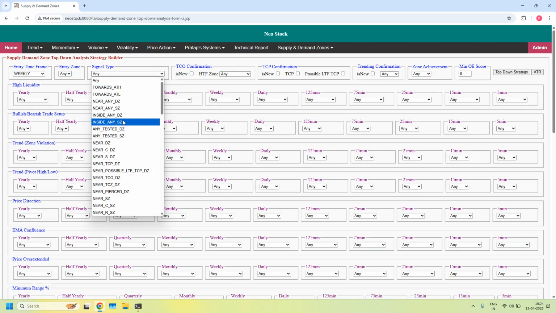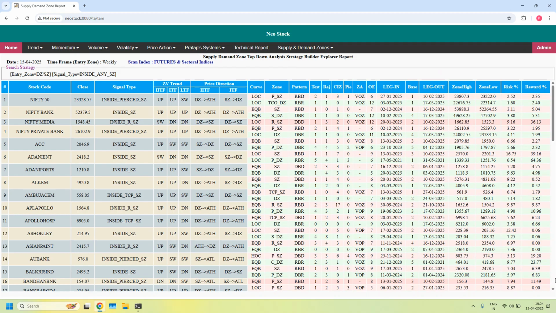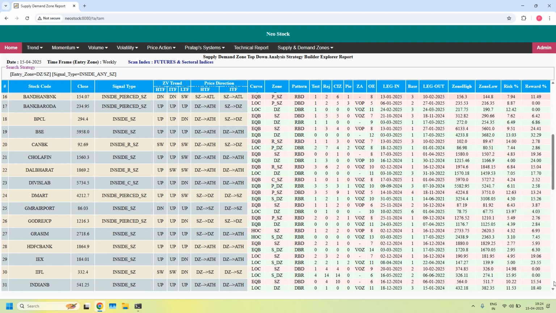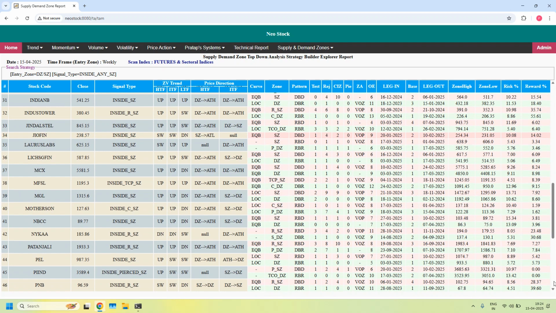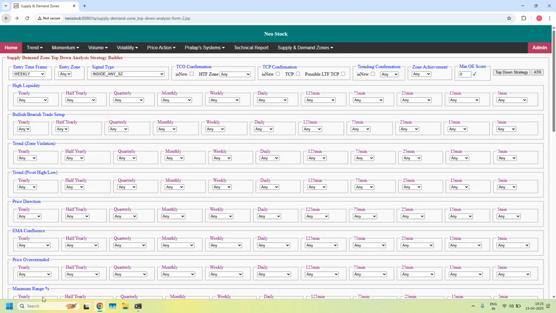Price closed inside the weekly supply zone. First 16 stocks in the list. Scrolling the list down. So total 60 stocks are filtered. We can further filter this list based on weekly supply zone having weekly EMA confluence.